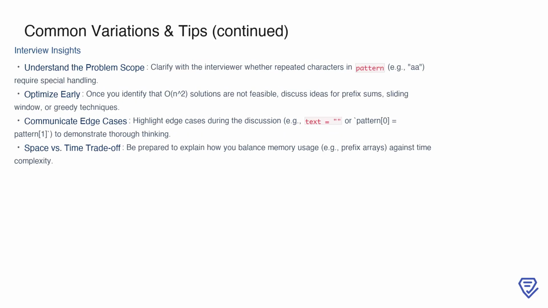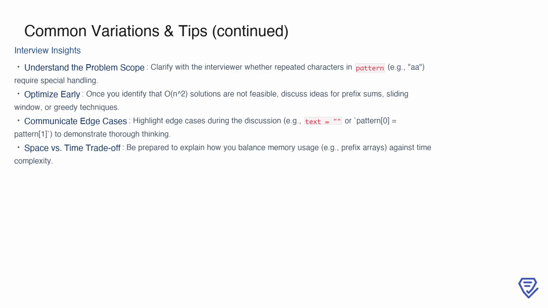In interviews, understanding and clearly communicating the scope of the problem is crucial. For instance, if pattern contains repeated characters like AA, clarify with the interviewer whether special handling is required. This shows that you're thinking critically about the problem requirements. Additionally, once you recognize that O(n squared) solutions are infeasible, it's a good idea to discuss optimization strategies early on. Techniques like prefix sums, sliding windows, or greedy approaches can often lead to efficient solutions. Don't forget to highlight edge cases during your explanation, such as when text is empty or when the 2 characters in pattern are the same. This demonstrates thoroughness in your thought process.